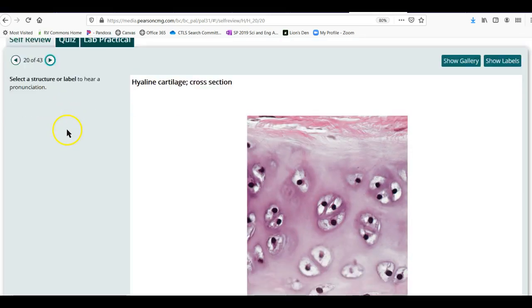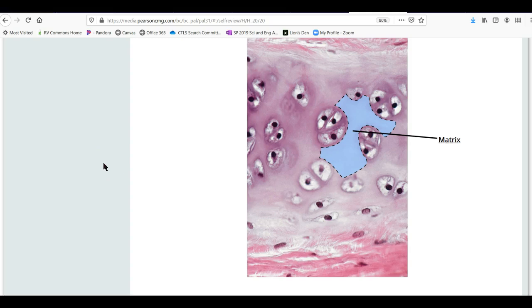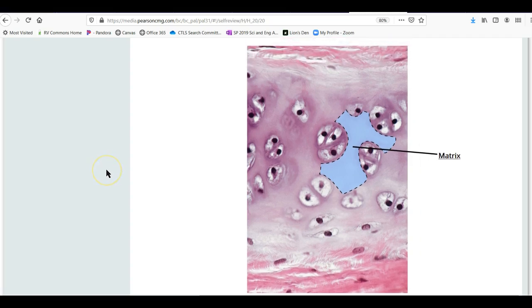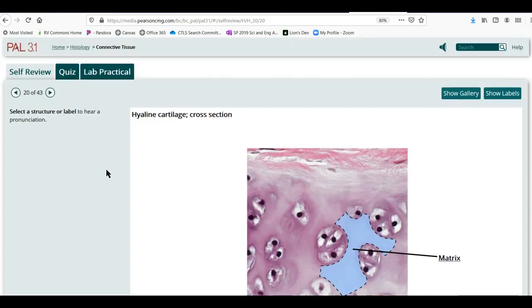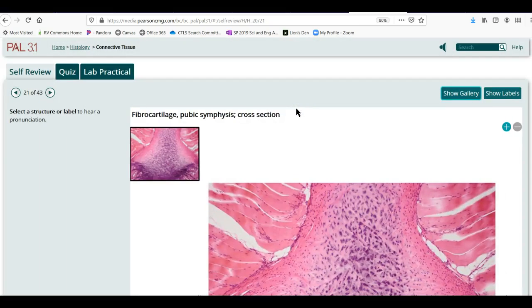Ours is more of a light purple like this one here, only this image is magnified way more than we're going to get on our microscopes. It doesn't say what the magnification is, but that's got to be like 800 times magnification or more. I want to go back to the gallery. So they've got lots of good hyaline cartilage.